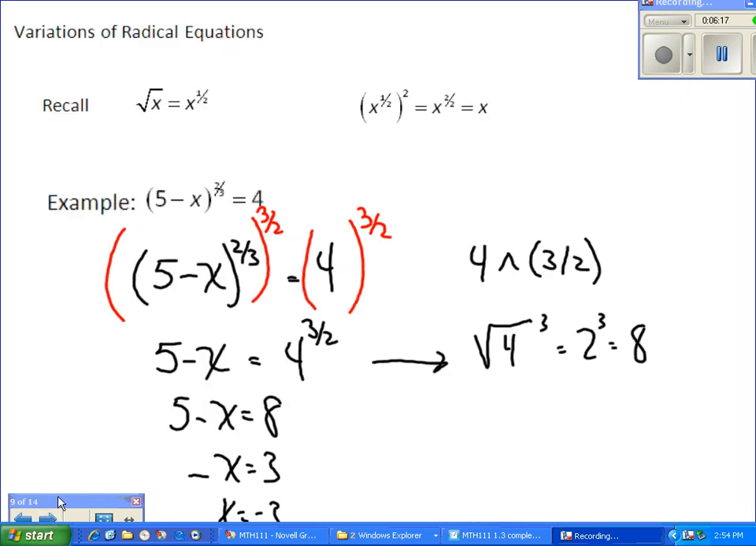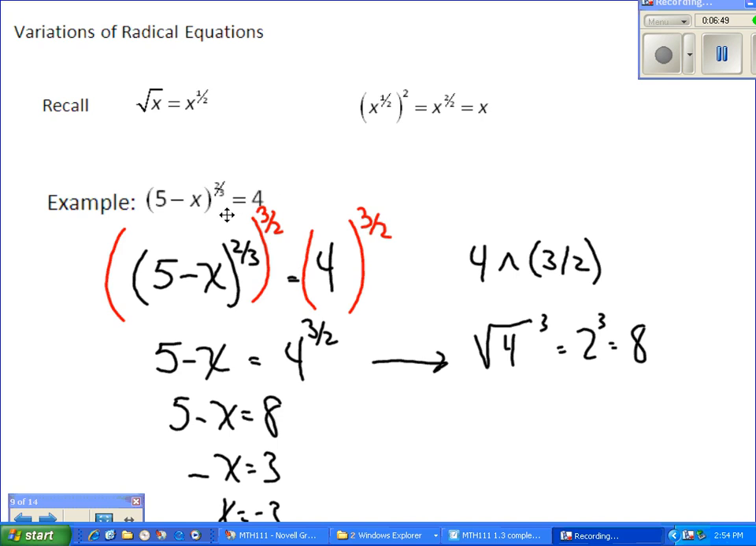Okay. Variation on a radical equation, just a little bit different way to look at the same types of problems. Remember that a square root can also be written as x to the power of 1/2. And if you remember the properties of exponents, if you have an exponent raised to another exponent, you multiply the exponents together. So anytime you have an x to the power of 1/2, and then you raise it to the power of 2, 2 times 1/2 is just 1, and that eliminates the exponent. So by squaring, we eliminate the square root.